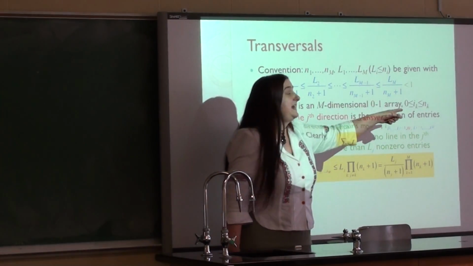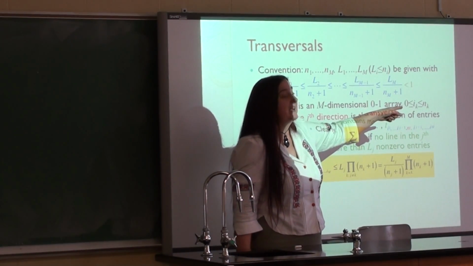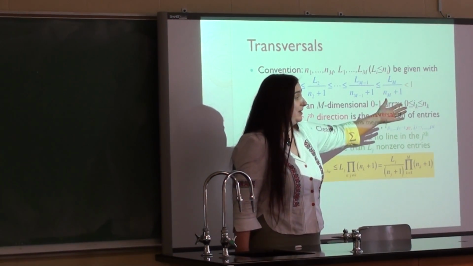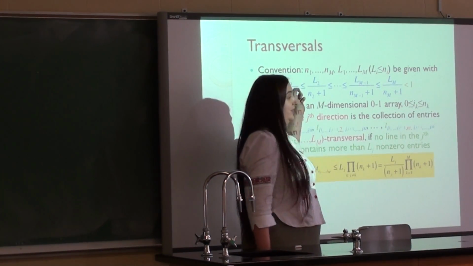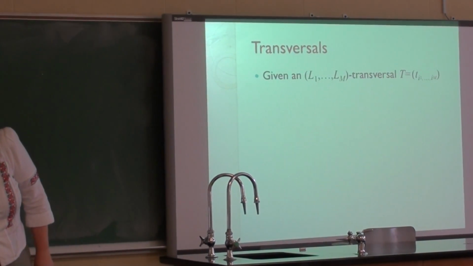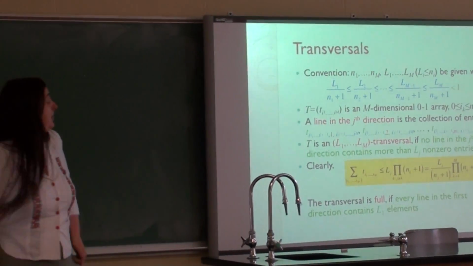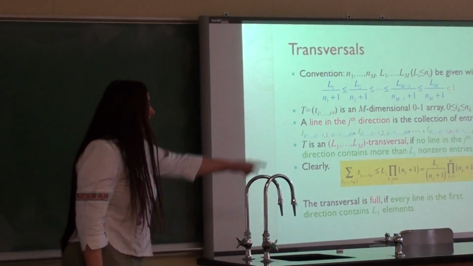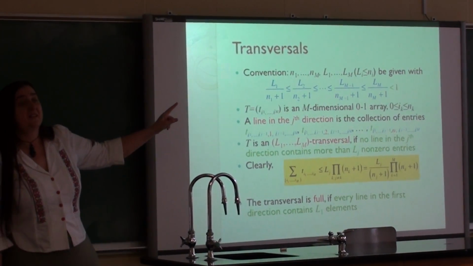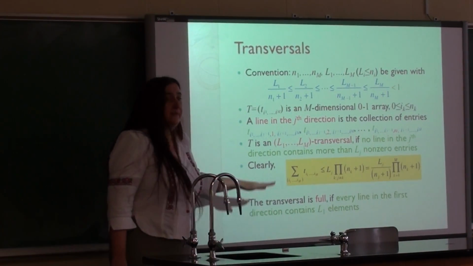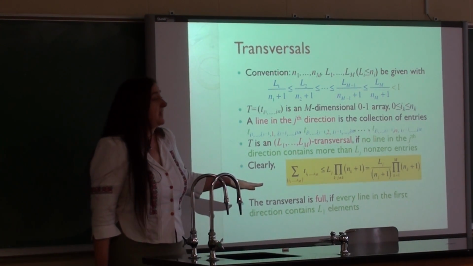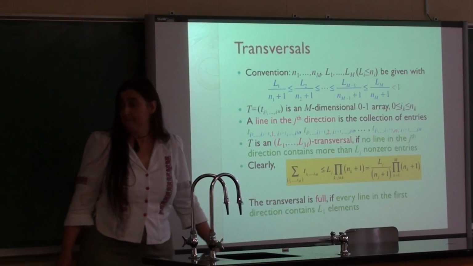Over there I have 8 and 5. I cannot have more than 8 and I cannot have more than 5 ones in the matrix. Obviously 5 is the maximum number I can have there, so the smallest one is the one that matters. And I'm going to call my transversal full if that sort of thing happens over there. I have put in the maximum number of one entries allowed, so at least in the first direction, every line contains precisely as many entries as it can have.